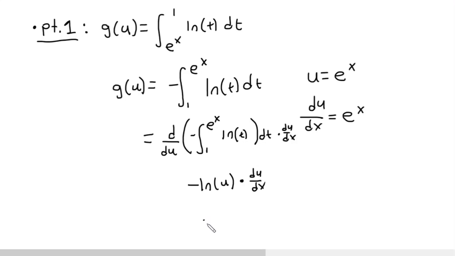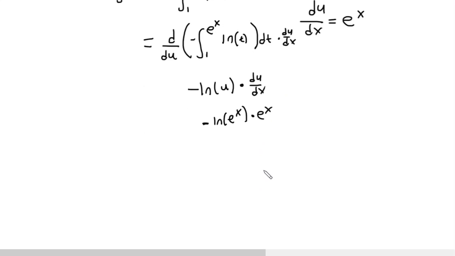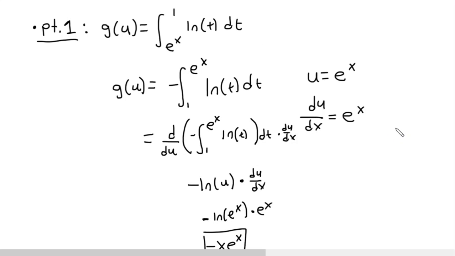And then, well, what was u? Well, u was e to the x, and du over dx was e to the x. So the natural log of e to the x is just x, so I would get negative x times e to the x. And that's the answer. So again, I'm only going to do one of these because I don't really think this is all that useful, honestly. But the idea is that it's really just a procedure to remember.